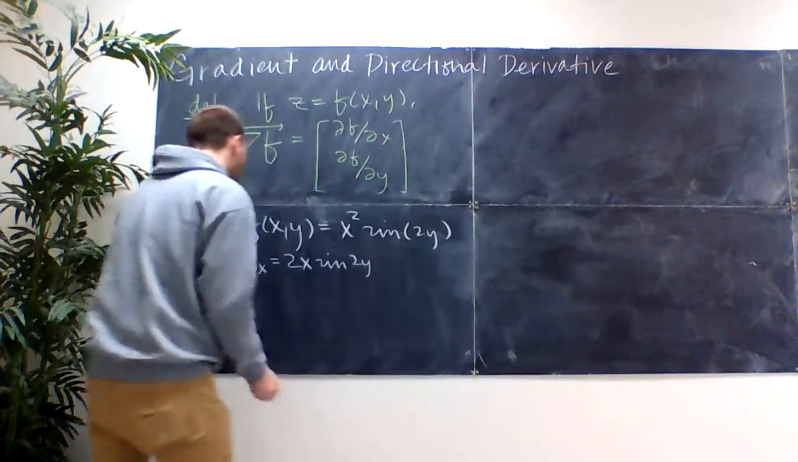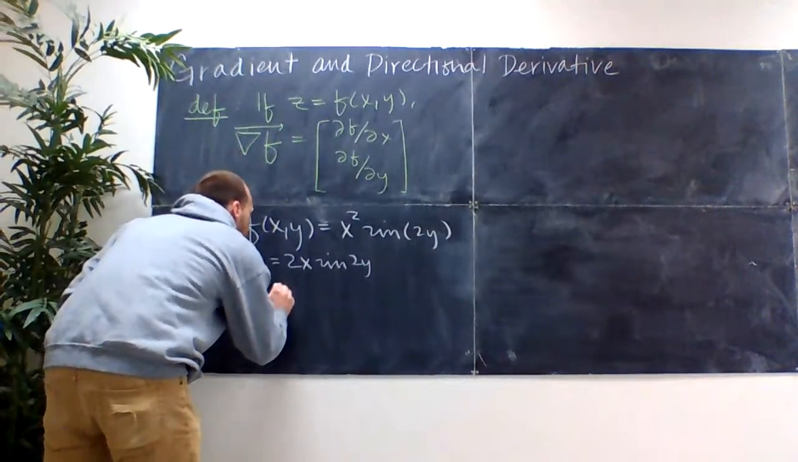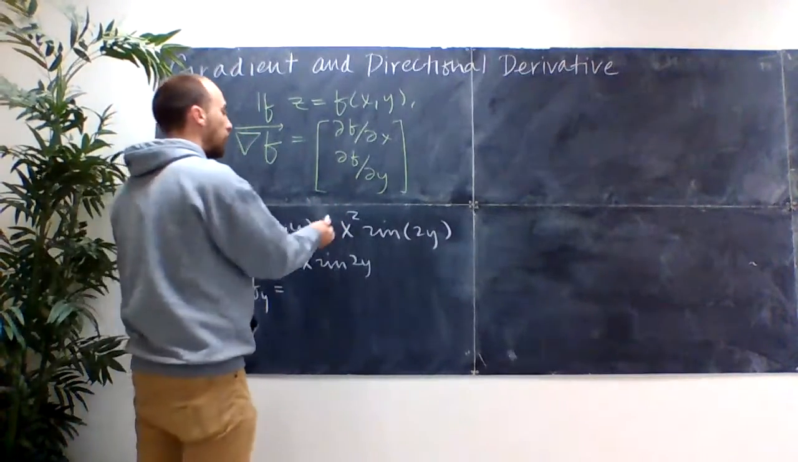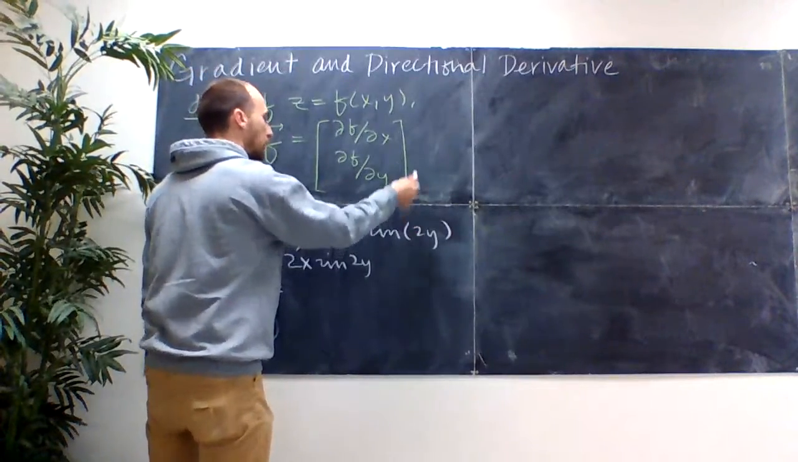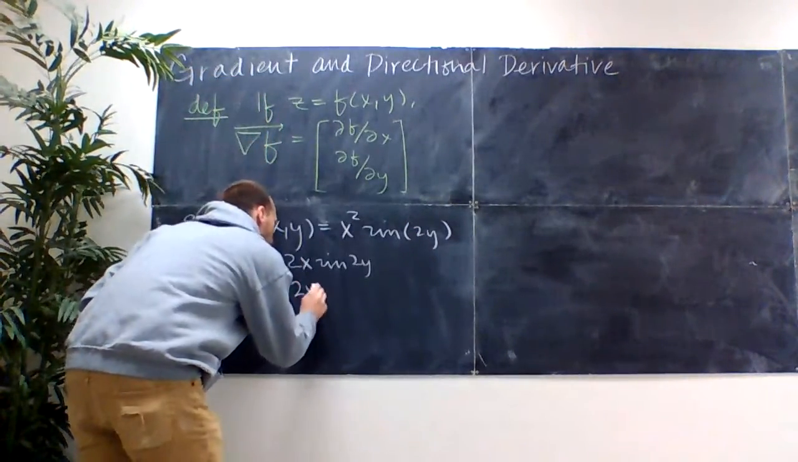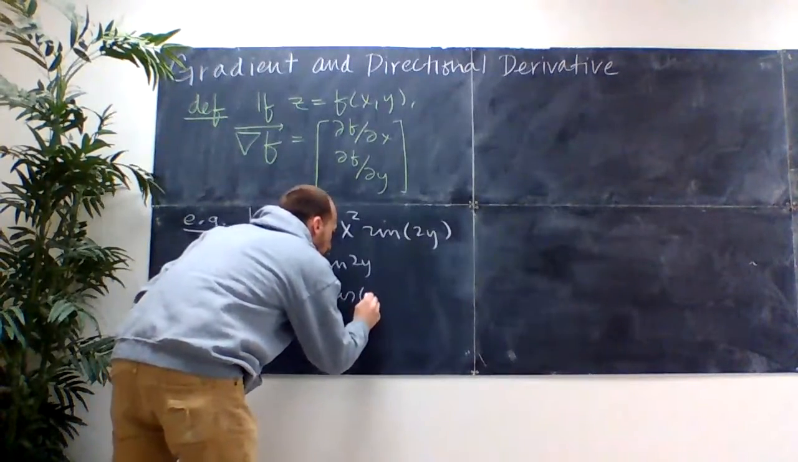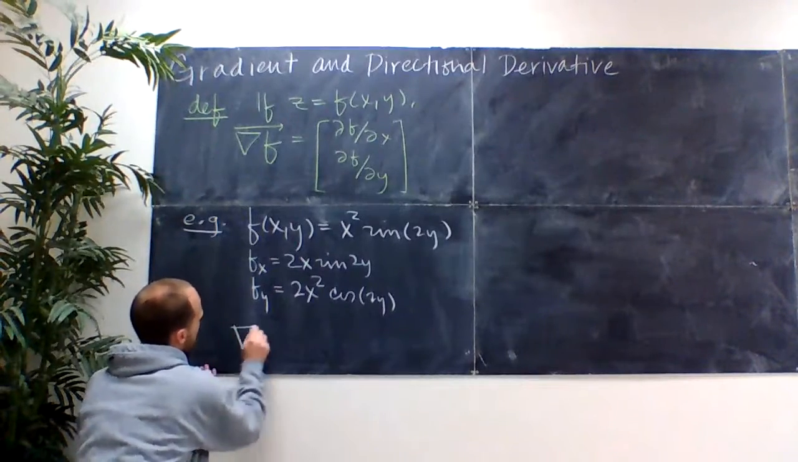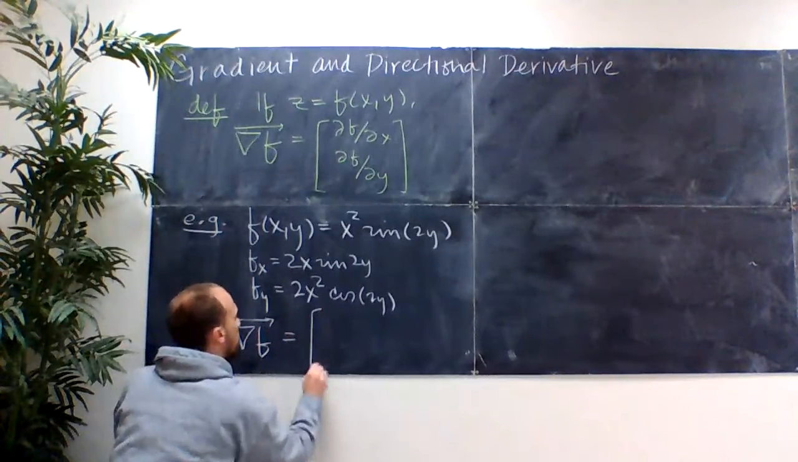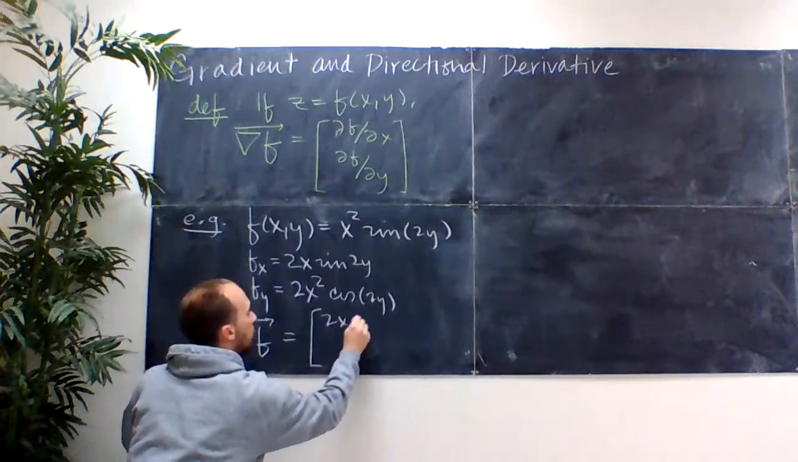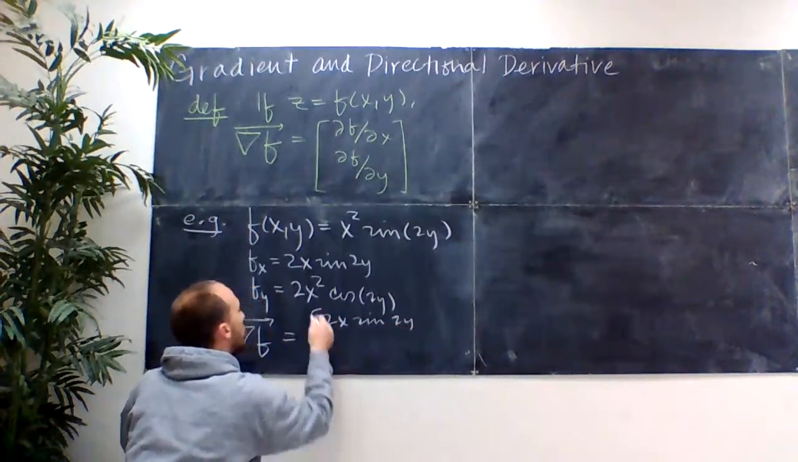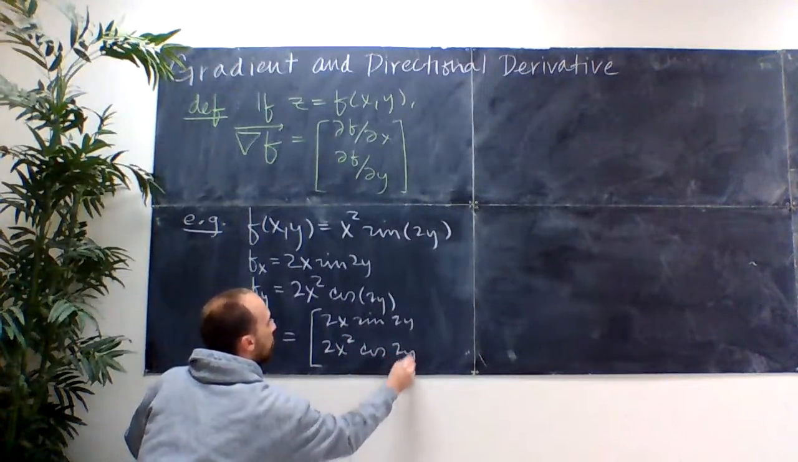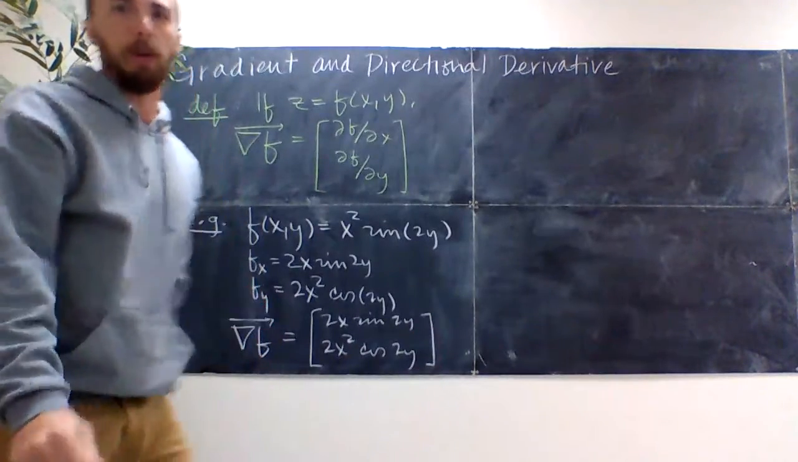sine of 2y. And then fy will be, okay, I'll just consider anything with x to be a constant and take the derivative with respect to y. Okay, so I'll have x squared cosine of 2y times 2 for the chain rule. Okay, meaning that the gradient of f is 2x sine 2y and 2x squared cosine 2y. Okay, so this is friendly enough provided we know how to take a partial derivative.